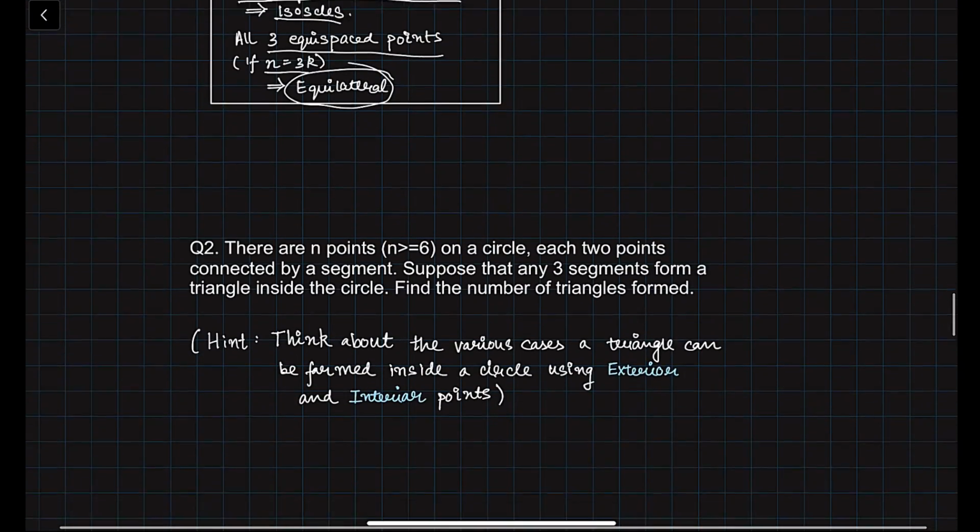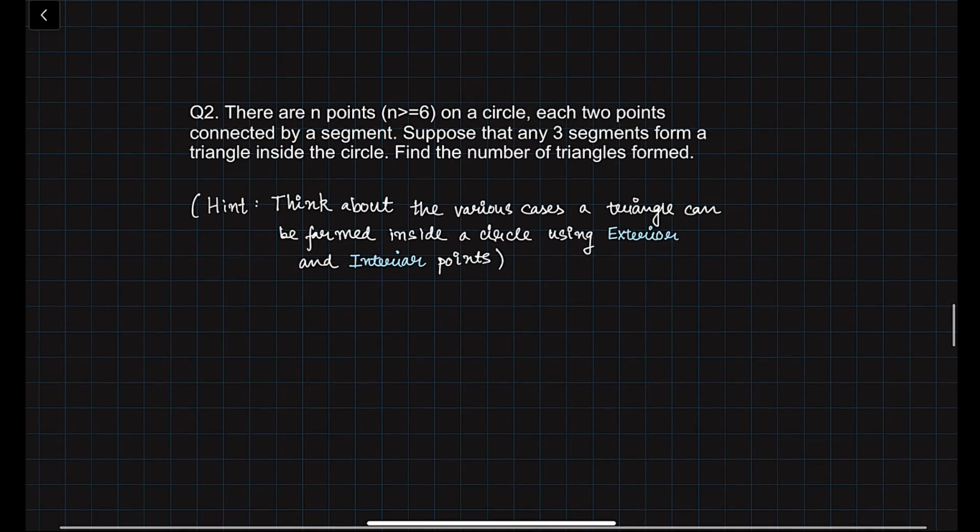Now, moving to the second problem. There are n points on a circle, where n is greater than or equal to 6, and each 2 points are connected by a segment. Suppose that no 3 segments are concurrent inside the circle. Find the number of triangles formed. So I'd again urge you to pause the video, give it a try, and then proceed to see the solution. The hint is to think about the various cases in which a triangle can be formed inside a circle using exterior and interior points. Exterior points are the points on the circle, and how can interior points be formed?